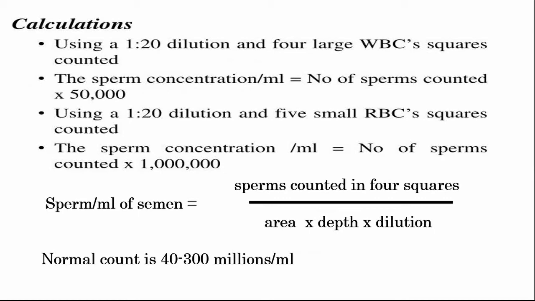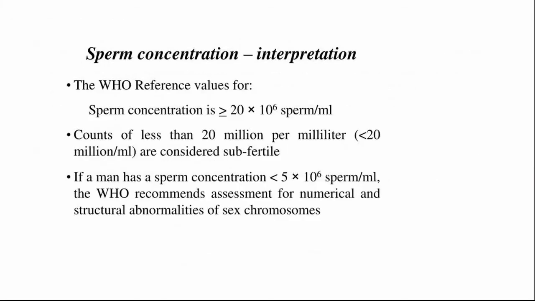If you are using RBC squares, that is 5 small squares, using a dilution of 1 in 20, then the sperms counted per ml is equal to number of sperms counted into 10 lakh. Normal count is about 40 to 300 millions per ml. Sperm concentration.